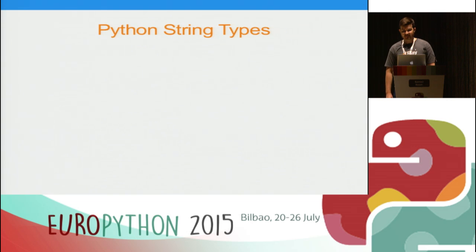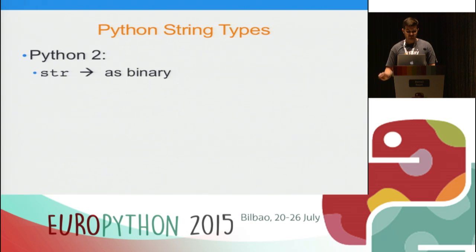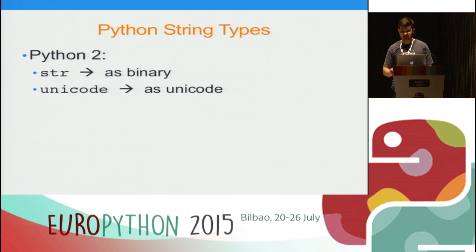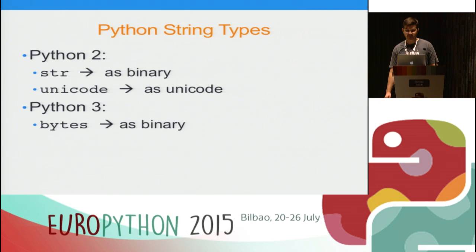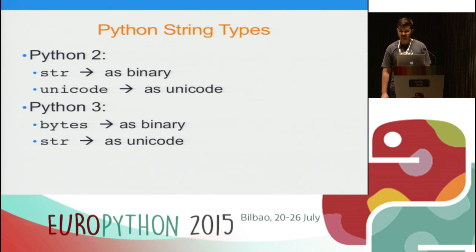There are two ways to represent Python strings: string data represented as bytes and string data represented as Unicode. In Python 2, the string class is string data represented as binary, and the Unicode class is string data represented as Unicode. And then this changes in Python 3. In Python 3, bytes is the class that represents string data as binary, and string is the class that represents string data as Unicode. So that can be kind of confusing right off the bat.